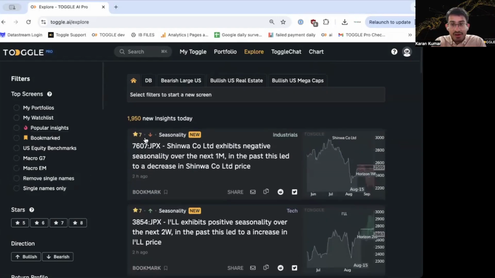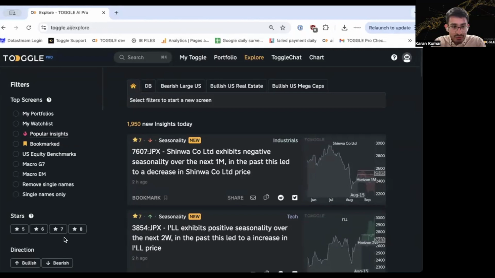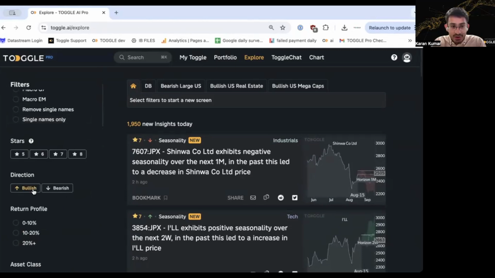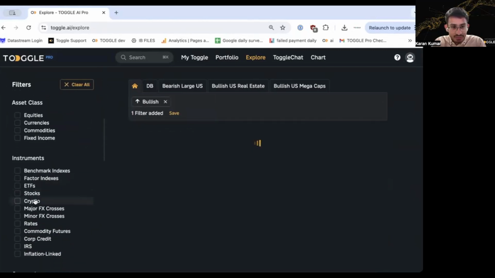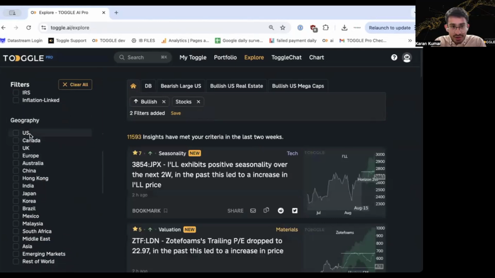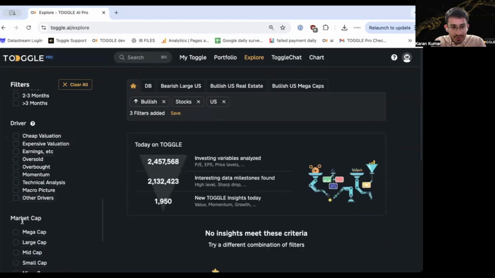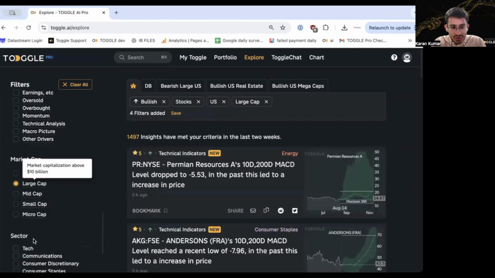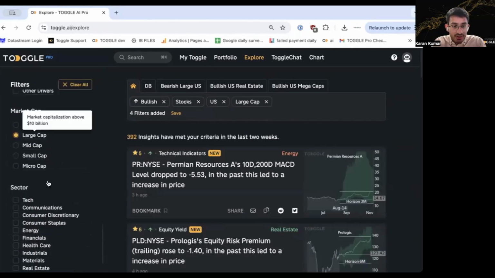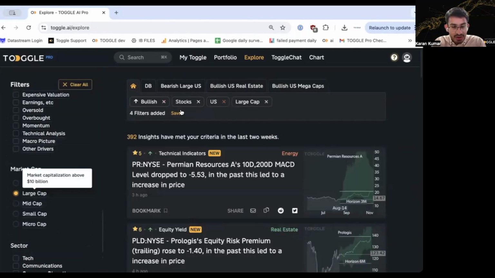For example, here in the US, currently we are going through a bit of a bullish phase right now, right? The market's been whacked a bit from the highs it was at previously. So you might say, okay, Toggle help me find ideas regarding bullish stocks in the US, which are large caps. As you see, we have a number of filters here, other filters that you can use, but I've kept it pretty basic.